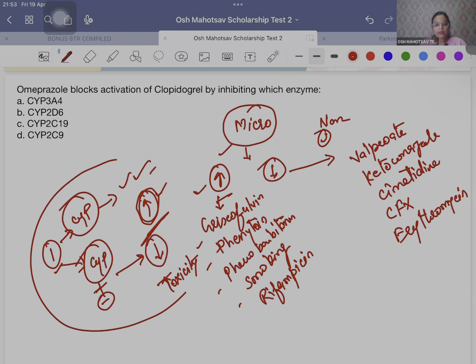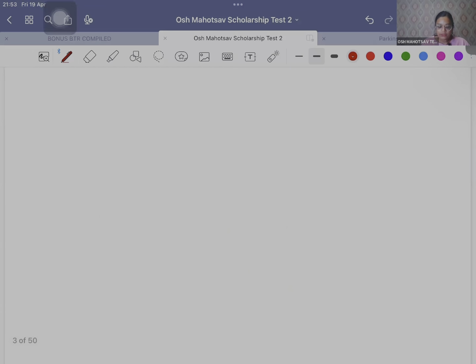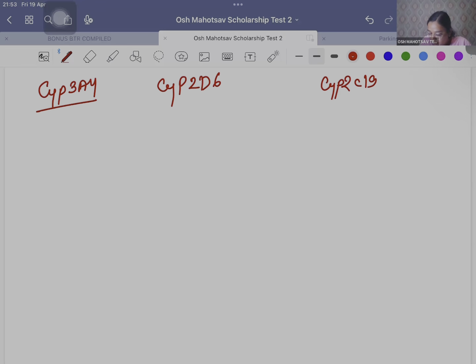So these are our main inducers and inhibitors. Here they are asking about omeprazole blocking the activation of clopidogrel. We have to remember some cytochromes: cytochrome P3A4, cytochrome P2D6, cytochrome 2C19, and one more, cytochrome 2C9. For cytochrome 3A4, you have to remember what drugs are metabolized by this enzyme.